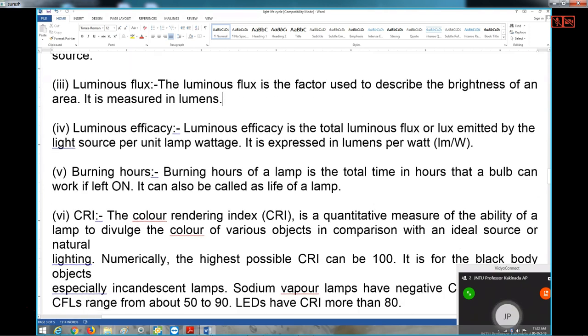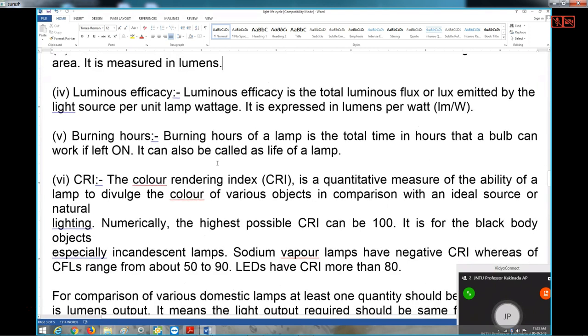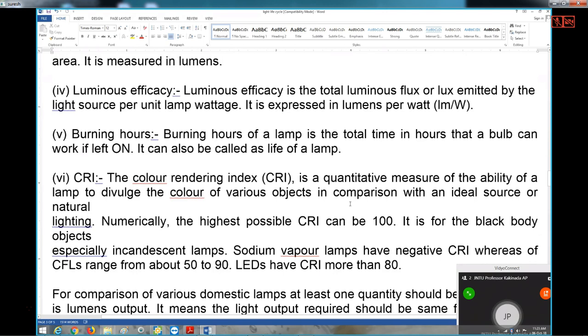Luminous efficacy. Efficacy is different from efficiency. The luminous efficacy is the total luminous flux emitted by the light source per unit watt. Here we take how much luminous flux is liberated per watt of electrical consumption. So lumens per watt is luminous efficacy. Then burning hours. Burning hours also indicates the lifetime, that is, how many hours the lamp works in its lifetime. This is also called the life of the lamp.